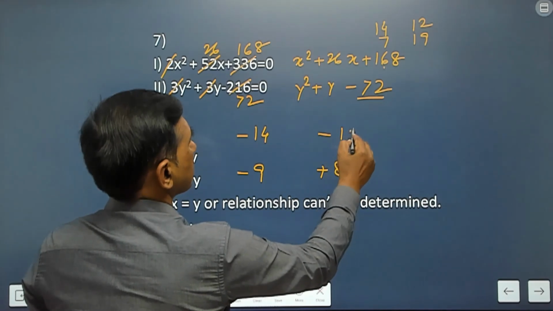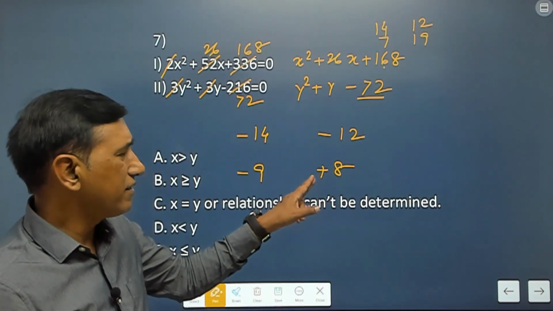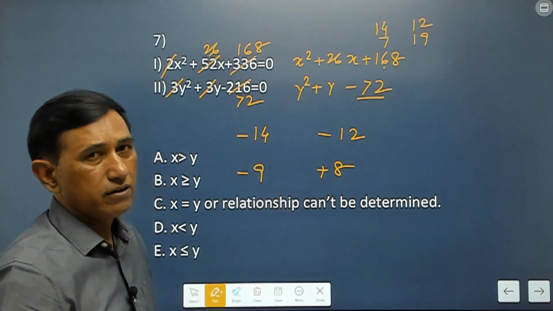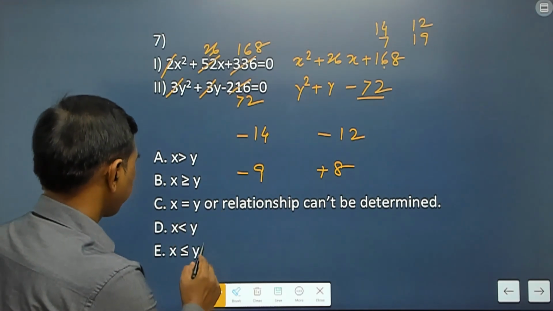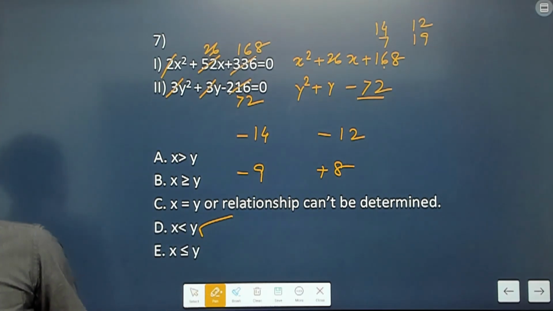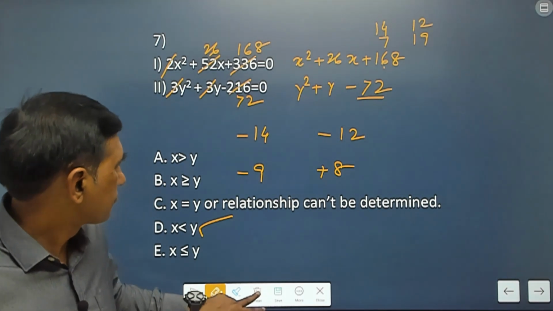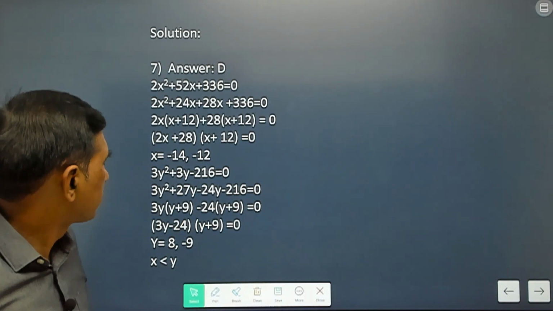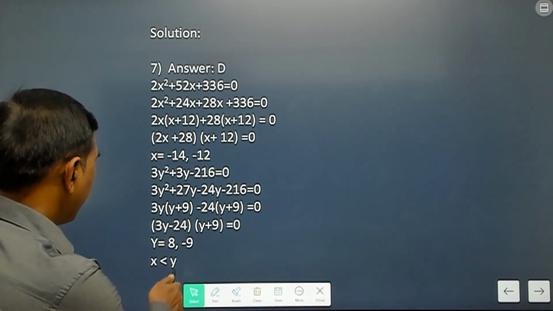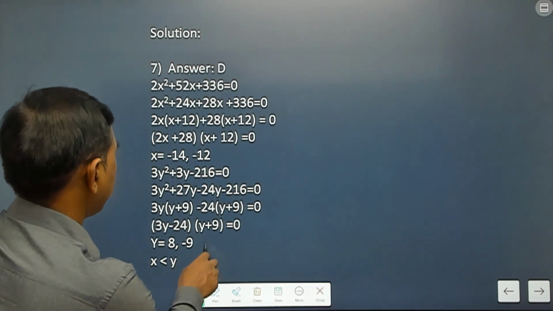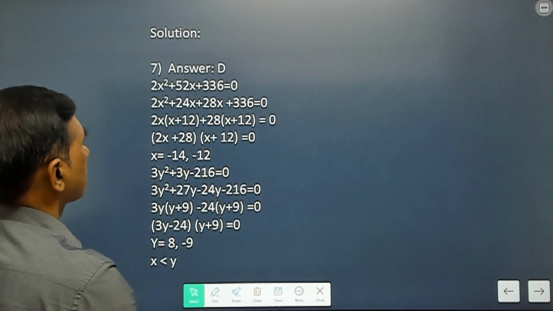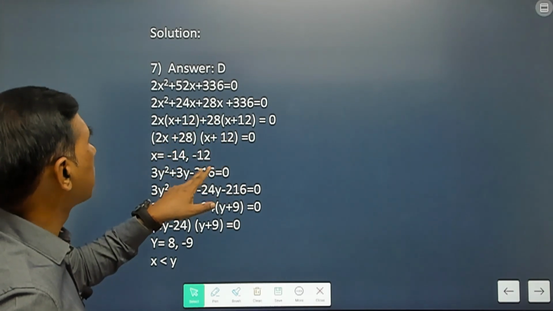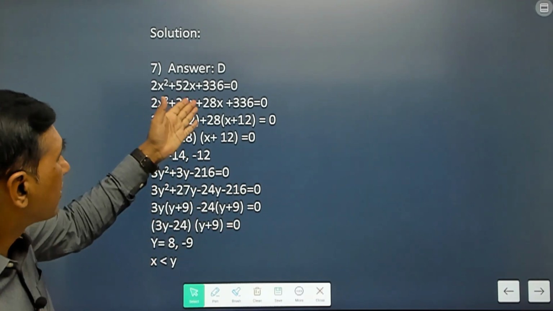14 and minus 12. Since plus 8, if it is plus 8, then it is greater than all. When it is minus 9, still it is greater than these two. So y is greater than x. Say y is greater than x. 8, minus 9, minus 14, minus 12. Problem is that sooner you get this number 14, 12, better it is for you. Because this is what takes time.